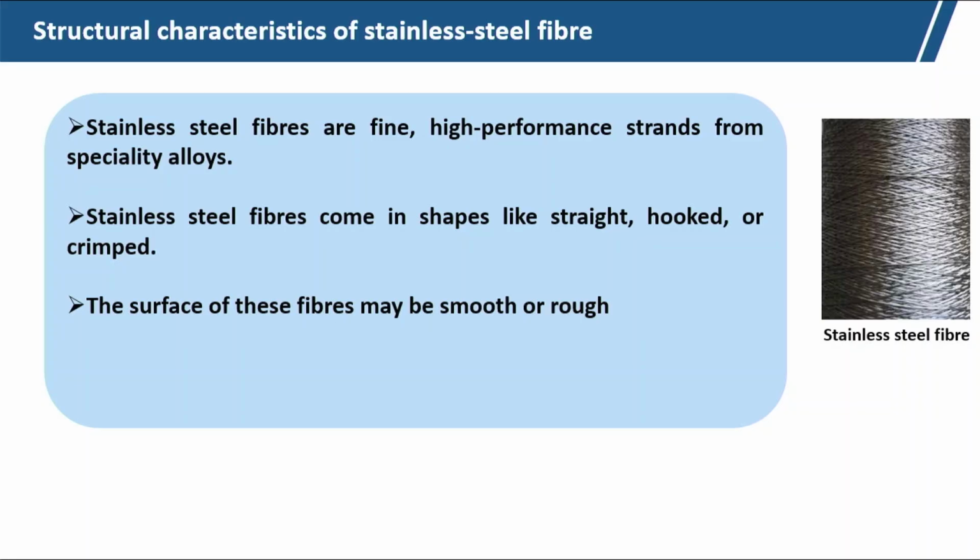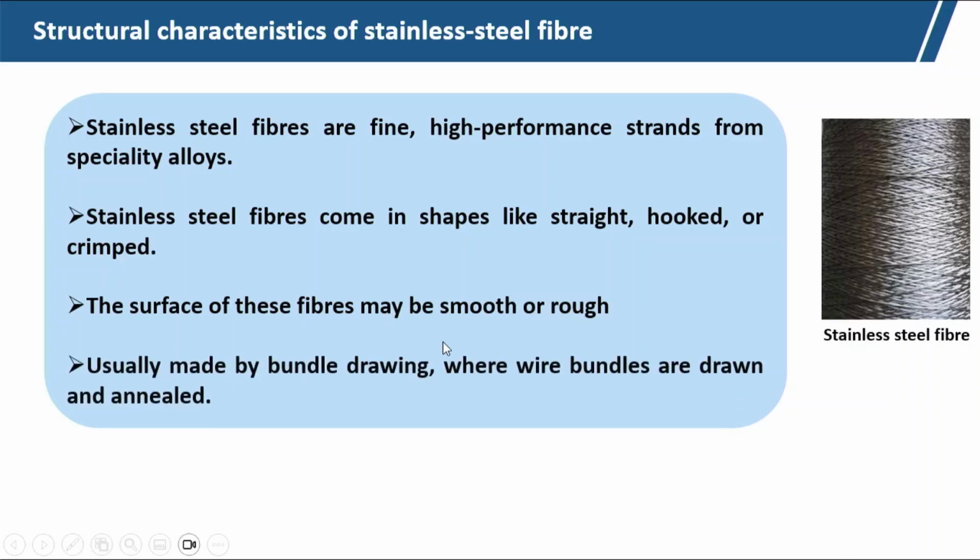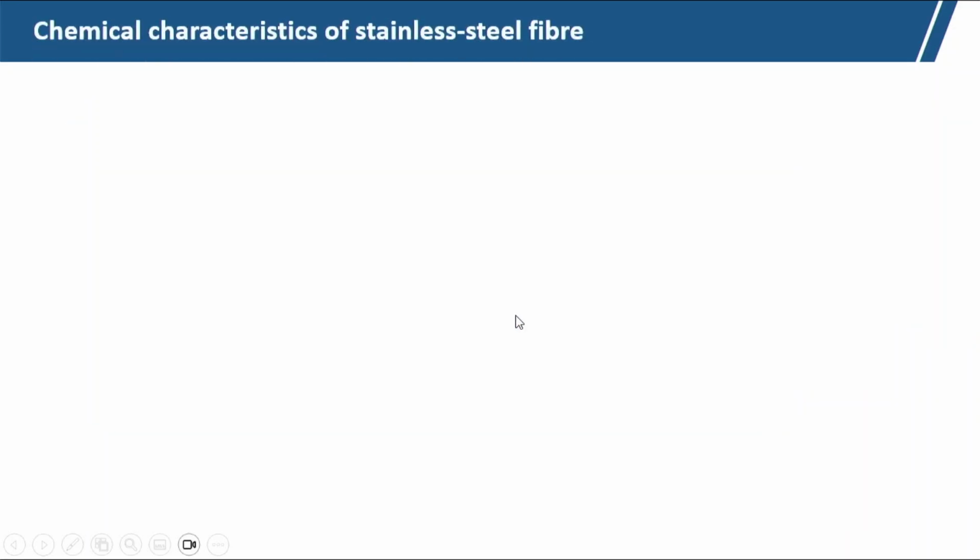We can blend the stainless steel staple fiber also, and the surface of these fibers may be smooth or rough depending on our requirement. They are usually made by bundle drawing, where bundles of wires are drawn and annealed. So, in bundle form we get, ultimately, the multi-filament fiber by drawing.